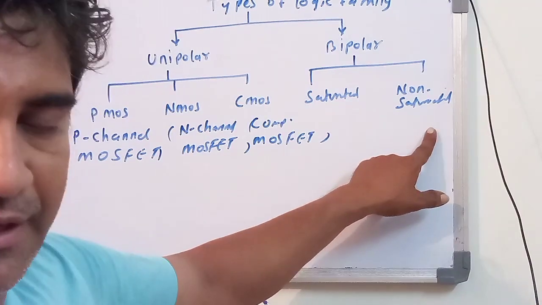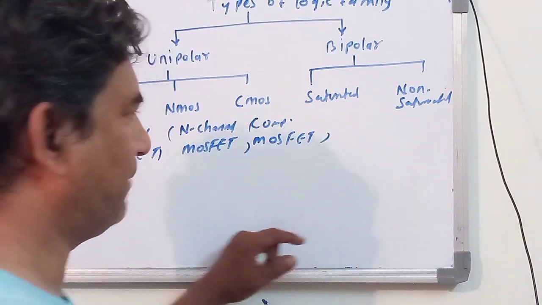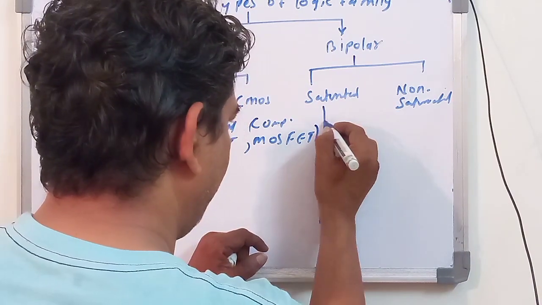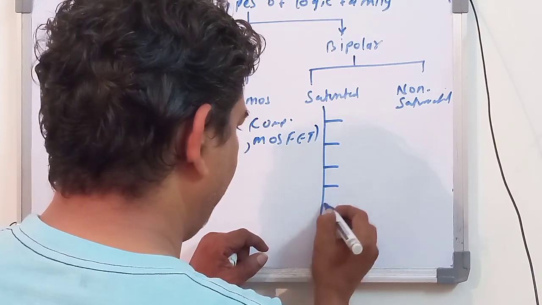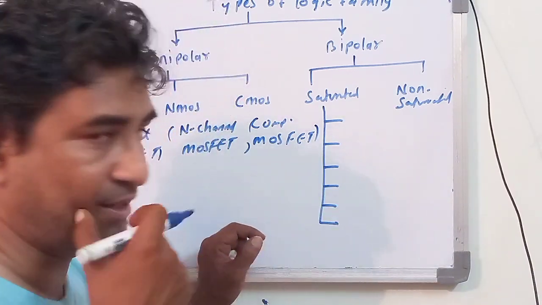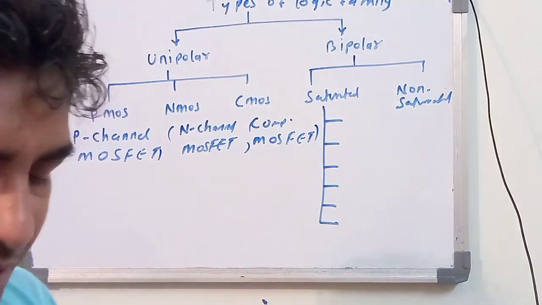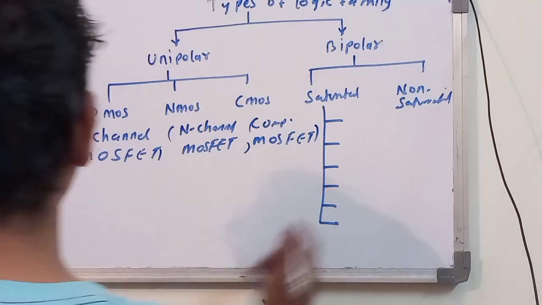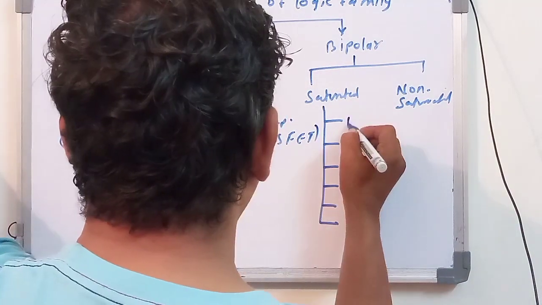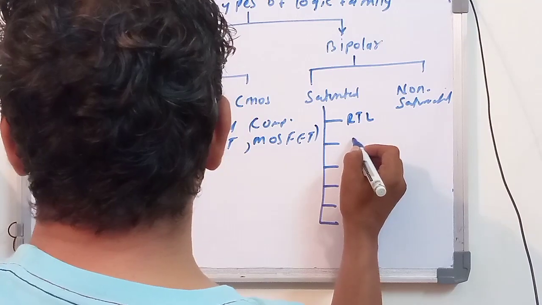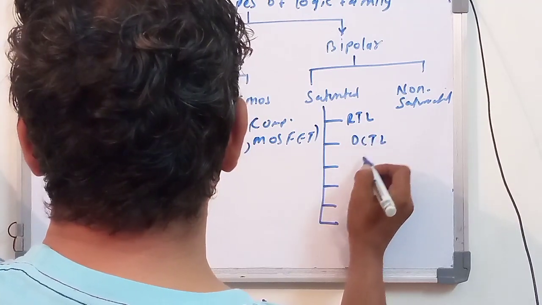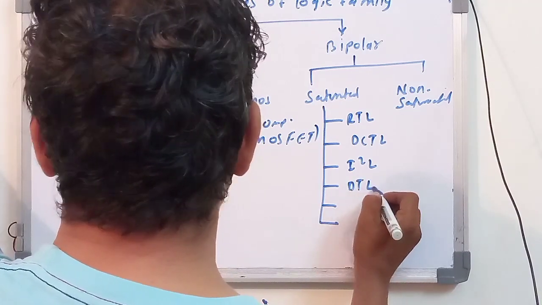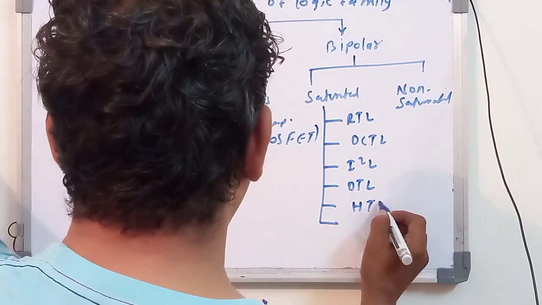Then the saturated and the non-saturated part come. In the saturated part there are 6 different types: 1, 2, 3, 4, 5 and 6. Which are those types? The first, which you are going to start with, is RTL. Second is DCTL. Third is I square L. Fourth is DTL. Then HTL.